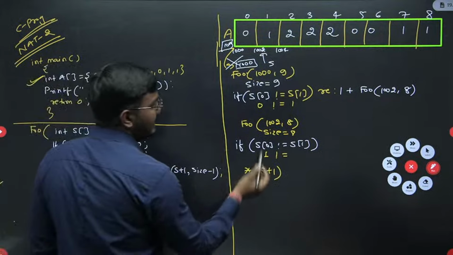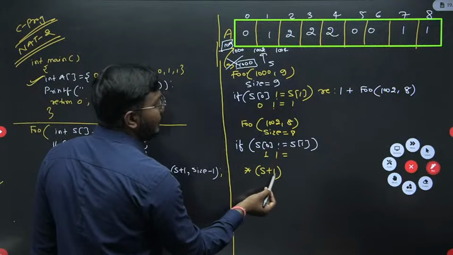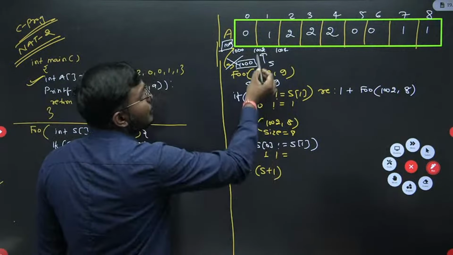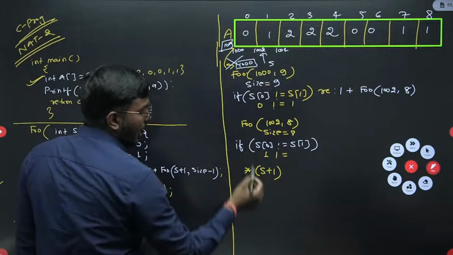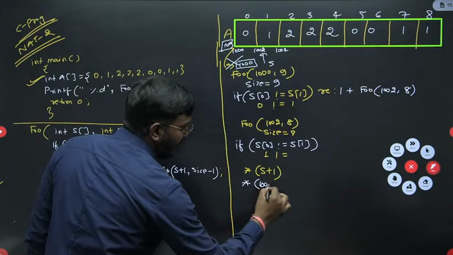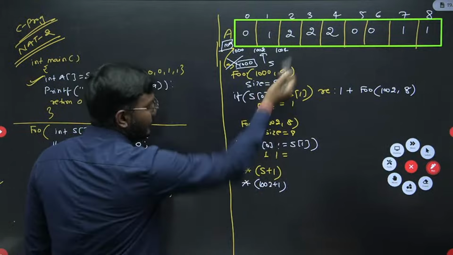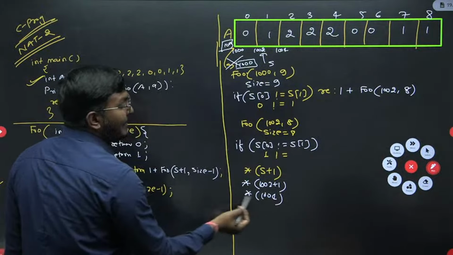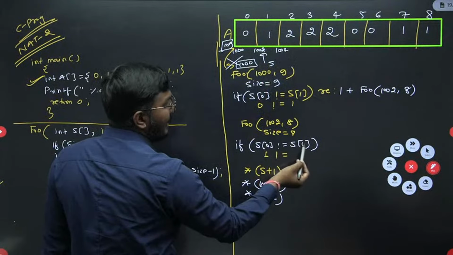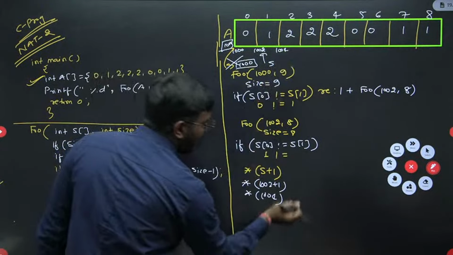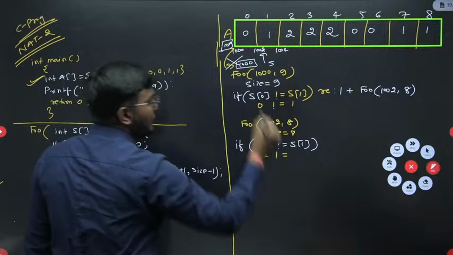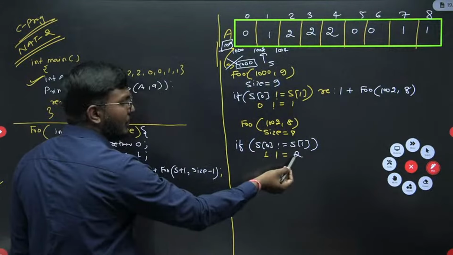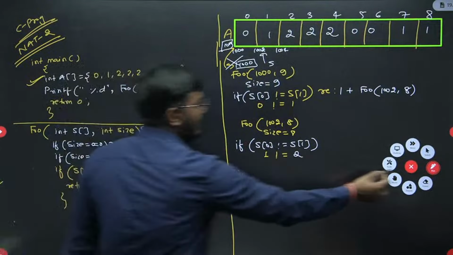What is S? S is 1002. So 1002 plus 1 means pointing to the next location, which is 1004. 1002 plus 1 means skip one element, so it is equivalent to star of 1004. What is the value at 1004? Nothing but 2 only. So S of 1 is equivalent to the value at 1004, which is 2. So 1 is not equal to 2. Is it true or false? It's true only. If the condition is true, then simply return the value here.